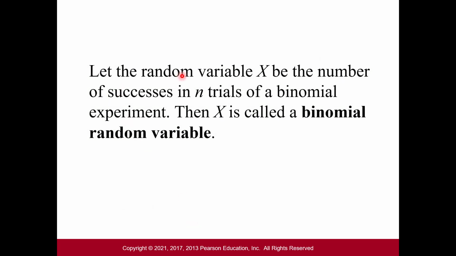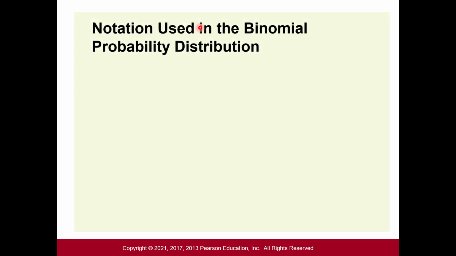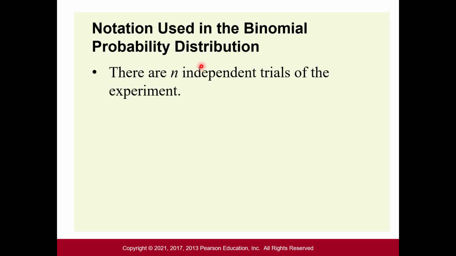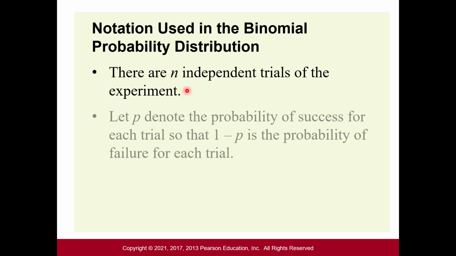Okay, so let the random variable x be the number of successes in n trials of a binomial experiment. Then x is called the binomial random variable. So some notation that's going to be used in binomial probability distribution. N represents the independent trials of the experiment. So if we do our trial 100 times, n would be 100.